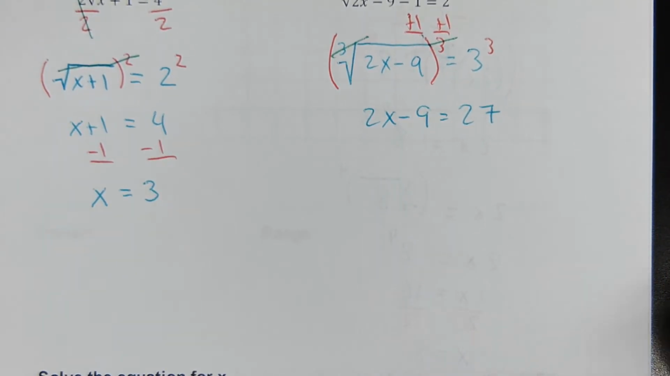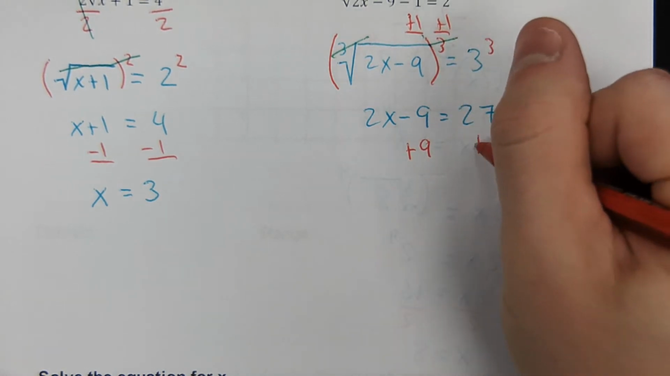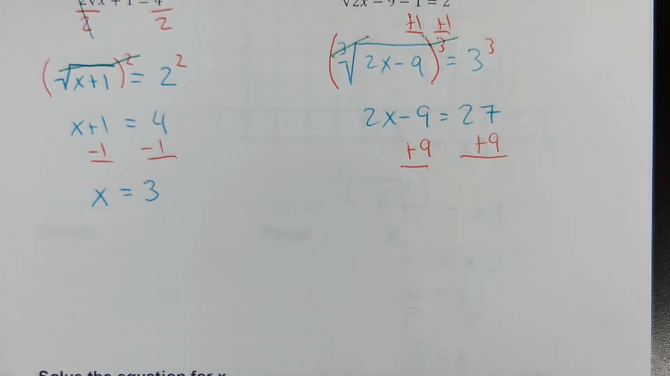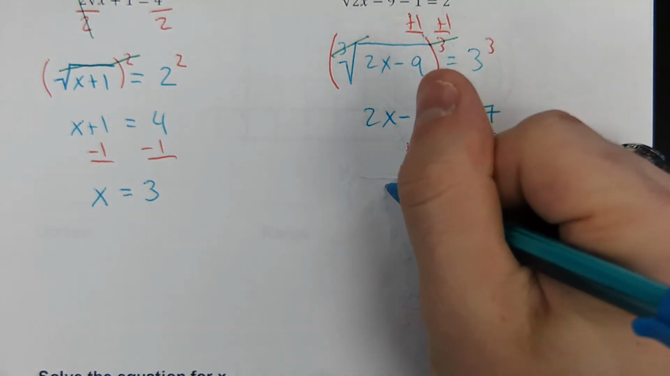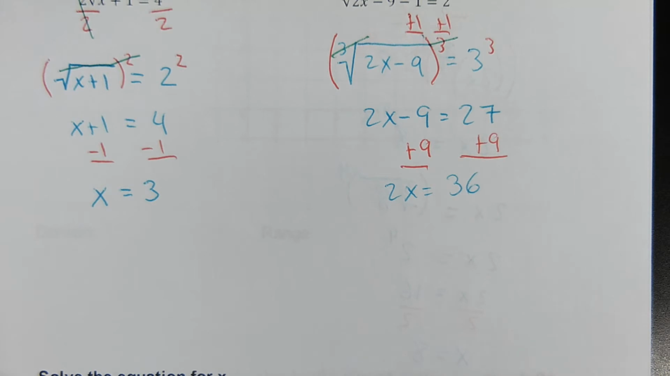Algebra 1 now. Get x by itself. Following PEMDAS in reverse order, we're going to add that 9. Give me 2x equals 36. And then divide by 2.